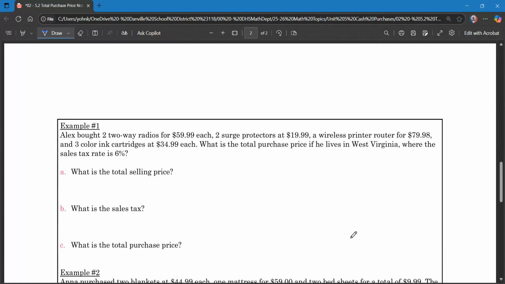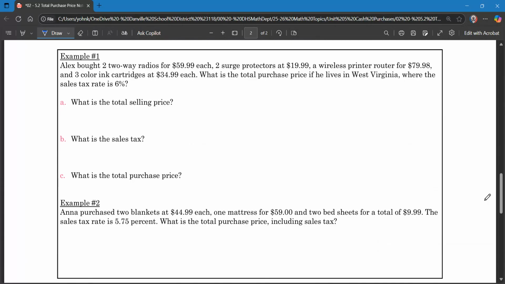The only thing that's also going to get a little tricky is the wording. Make sure that you're reading all the words carefully. Don't skip words because some of the numbers that you need are written as words. So be very careful. All right, example number 1.